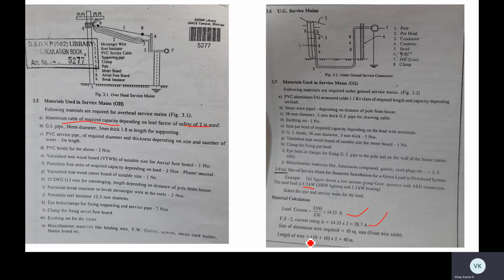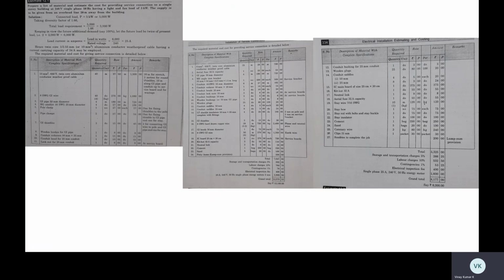So based upon the length, how much distance should it be? That is for 10 plus 10. One is phase, another one is the neutral. So 10 plus 10 into 2. For consideration purpose, here we have considered 10 meter distance from the pole to the home. So for that purpose, we are just multiplying with 2. Like that, the length of the wire is determined. Okay, see here.